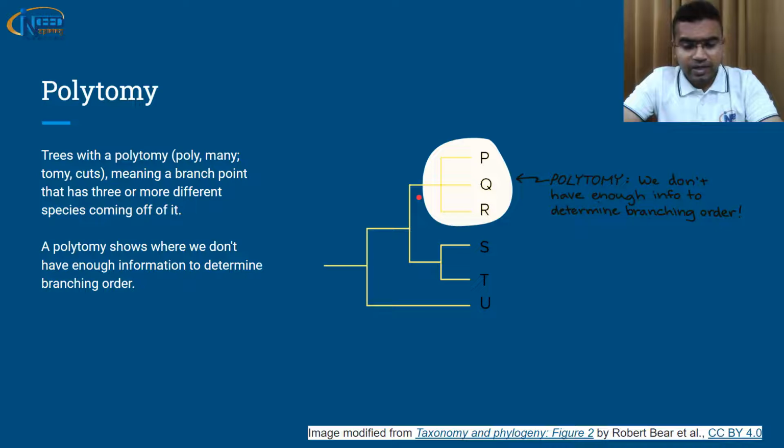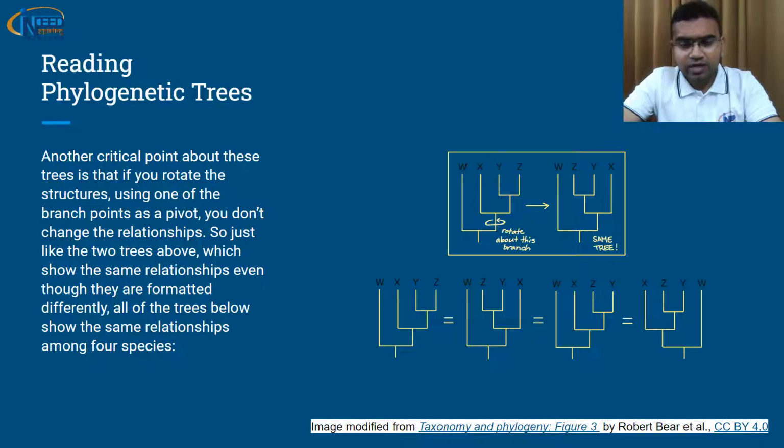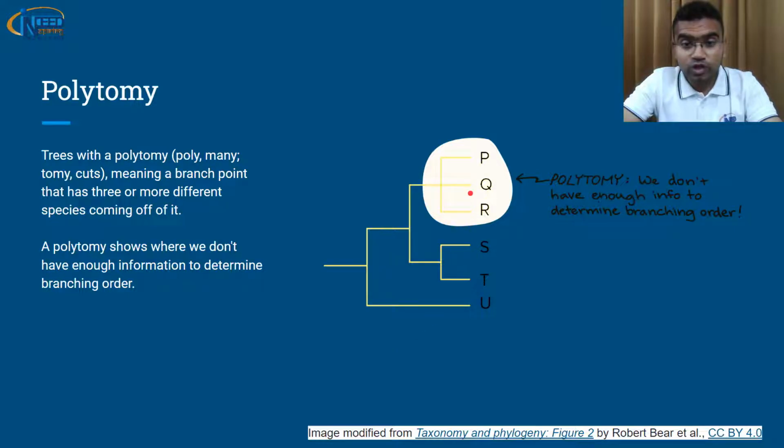Till now we have been seeing binary trees. In binary, from one branch only two split. But now if you have more than two, like we have P, Q and R, this is called a polytomy. Poly means many, tomy means cuts, so many cuts. The branch is split or cut into many branches, many lineages.